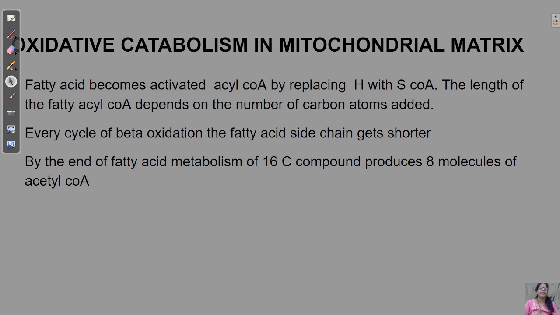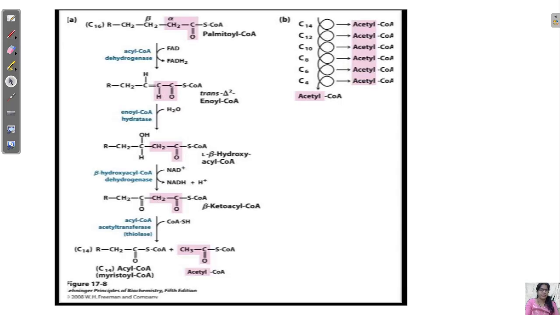I told you the beta oxidation pathway keeps happening on the fatty acid chain that is added to the CoA. Upon repetitive oxidative cycles, the chain gets shorter and shorter, so it goes again to the main cycle and again goes down, so that the maximum number of carbons are utilized for the production of acetyl CoA. By the end of fatty acid metabolism, a 16 carbon compound like palmitoyl CoA produces 8 molecules of acetyl CoA. So this is the simple pathway that I wanted to talk to you about.